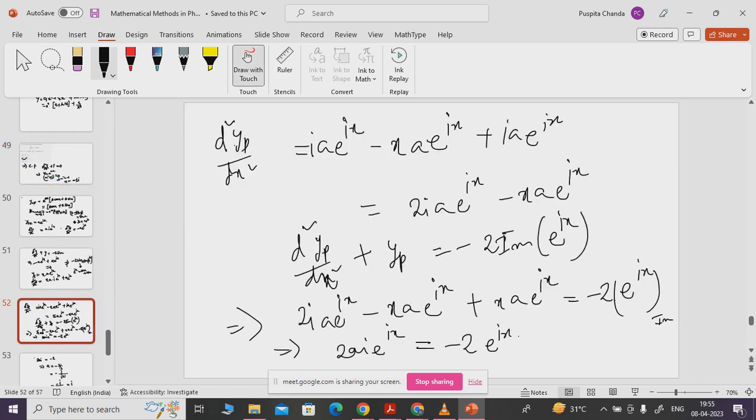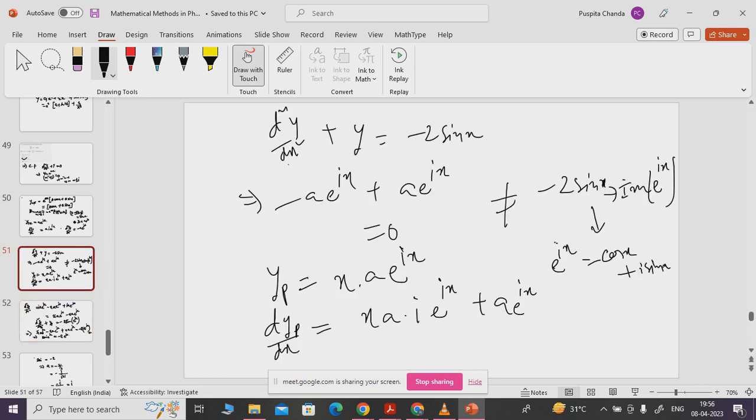Is this the page you are talking about, where I took the imaginary part of e to the power ix? Here it is. Why have I taken the imaginary part of e to the power ix? Because here it was given sin x. e to the power ix is cos x plus i sin x. So when we consider only sin x, we are considering only the imaginary part of e to the power ix.